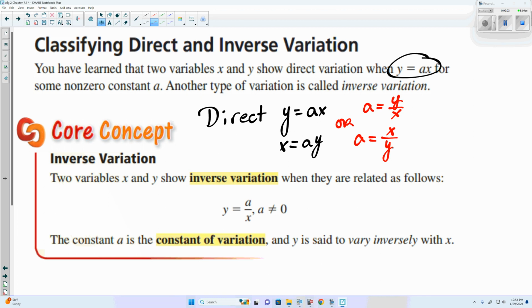And when we talk about direct variation, they're going in the same direction. As one increases, the other increases.